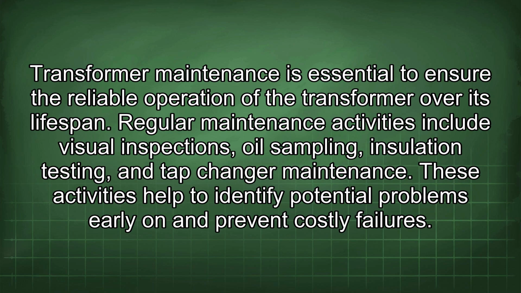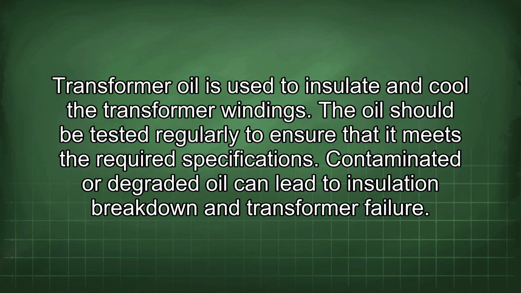Regular maintenance activities include visual inspections, oil sampling, insulation testing, and tap changer maintenance. These activities help to identify potential problems early on and prevent costly failures. Transformer oil is used to insulate and cool the transformer windings. The oil should be tested regularly to ensure that it meets the required specifications. Contaminated or degraded oil can lead to insulation breakdown and transformer failure.